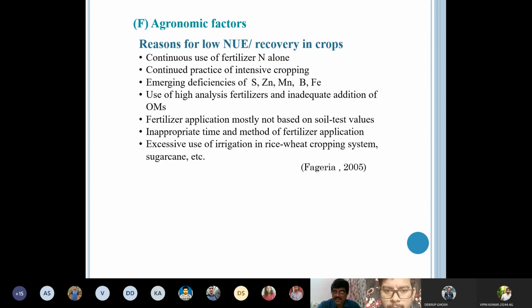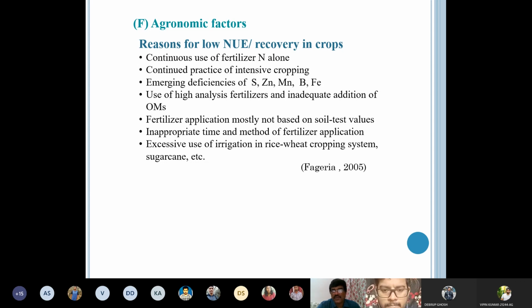All the cultural practices that we do in soil will affect the nutrient use efficiency. For example, continuous use of fertilizer nitrogen alone, or imbalanced fertilization, will lead to reduced nutrient use efficiency. Intensive cropping leads to emerging deficiency of micronutrients. Out of 17 nutrients, if one nutrient is missing, the use of others will be affected. I think you understand the law of minimum very well. So based upon that, the nutrient use efficiency will decrease if your nutrient proportion is imbalanced in the soil.